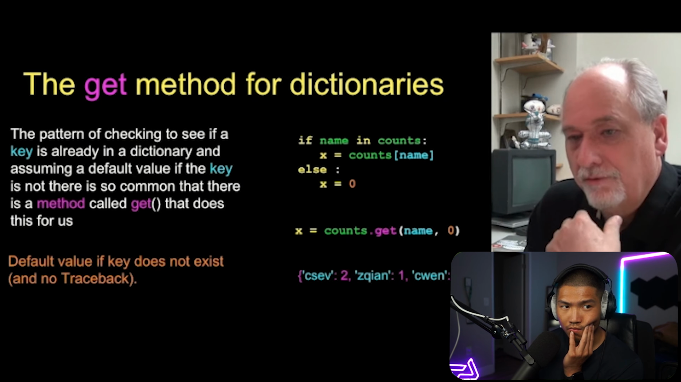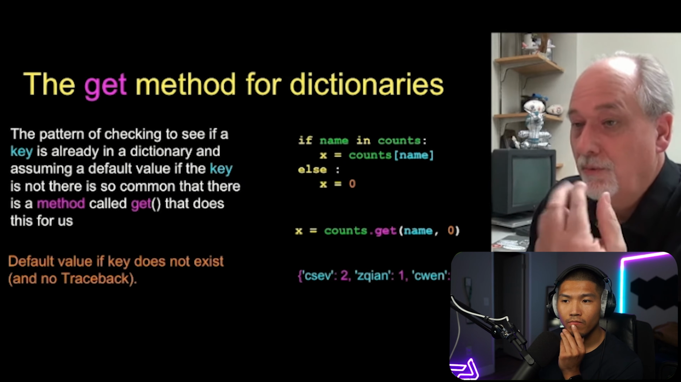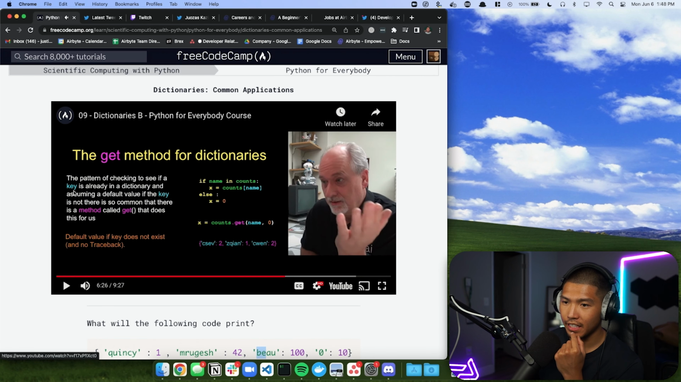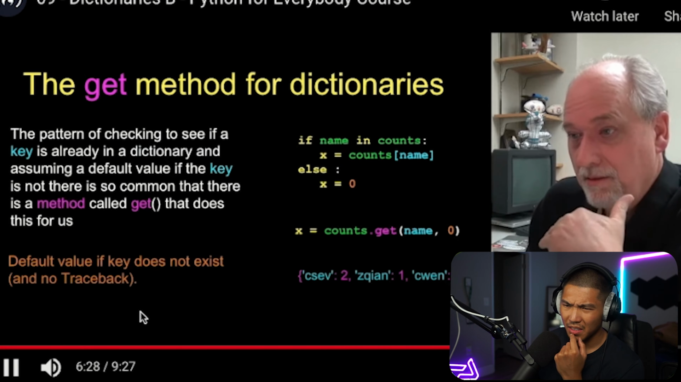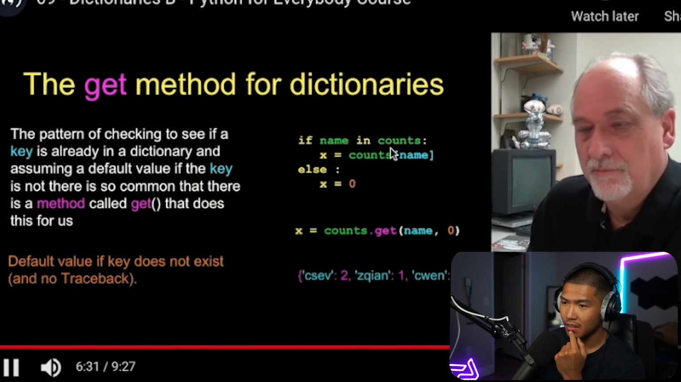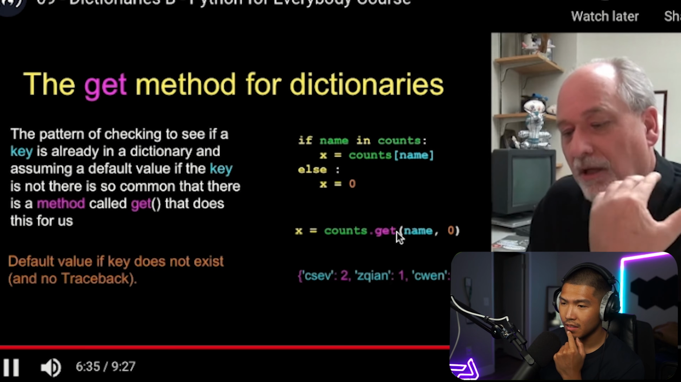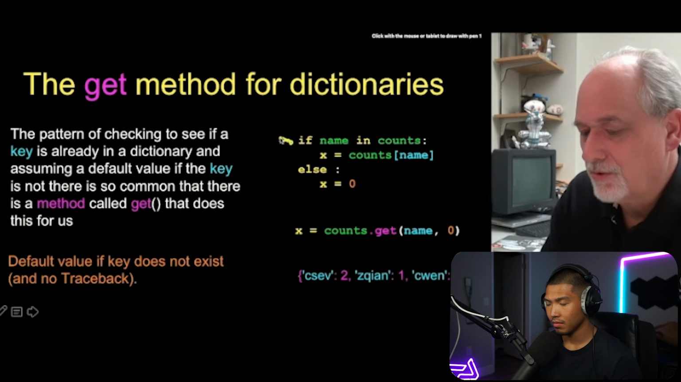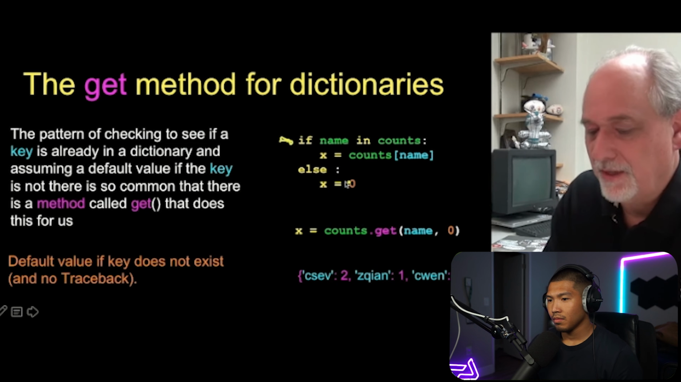Now, this notion of checking to see if a key exists and doing one thing if it doesn't exist and doing another thing if it does exist is a pattern of checking to see if a key is already in a dictionary and assuming a default value if the key is not there. It is so common that there is a method called get that does this for us. Such a common practice that the dictionary object has this method called get that collapses these 4 lines into 1 line. And so the idea is you're going to do one thing if it's in there and you're going to retrieve the current thing. Otherwise, you're going to pick a default value. In this case, we'll pick 1.